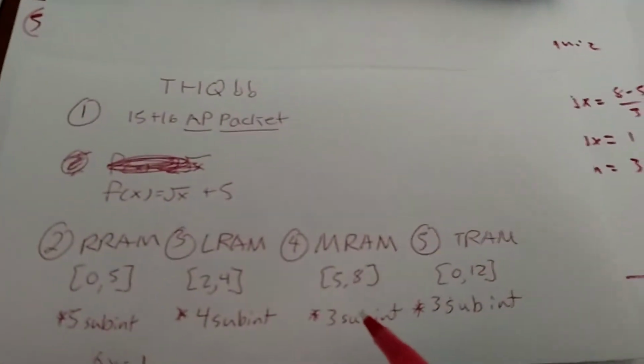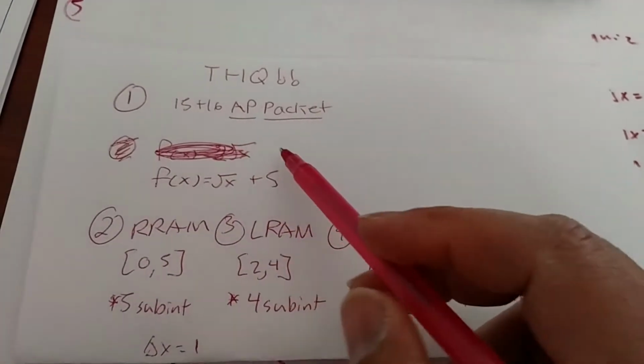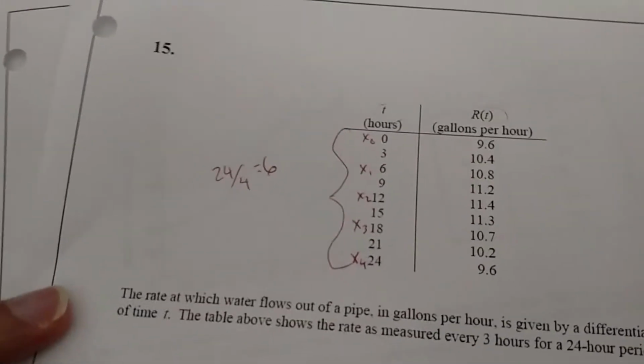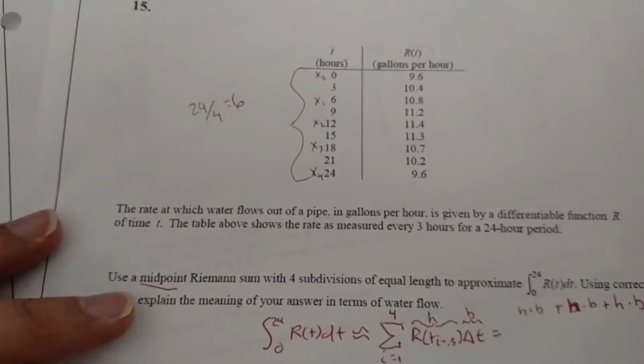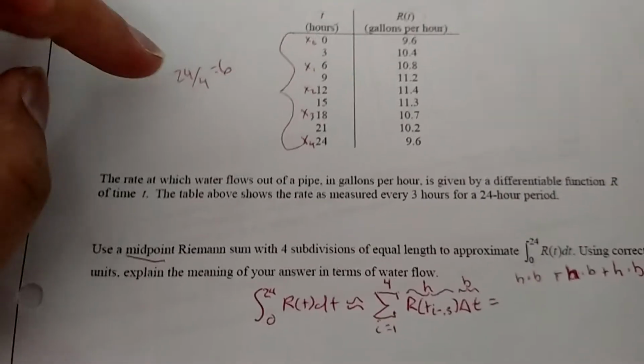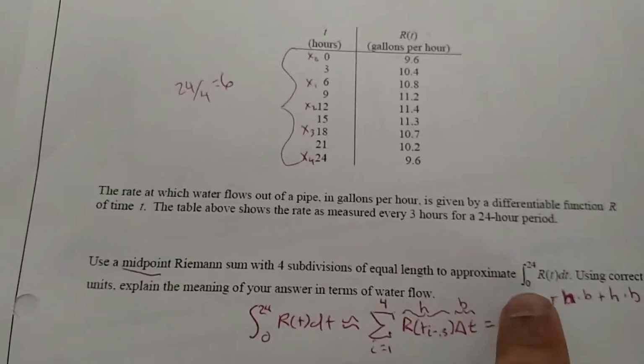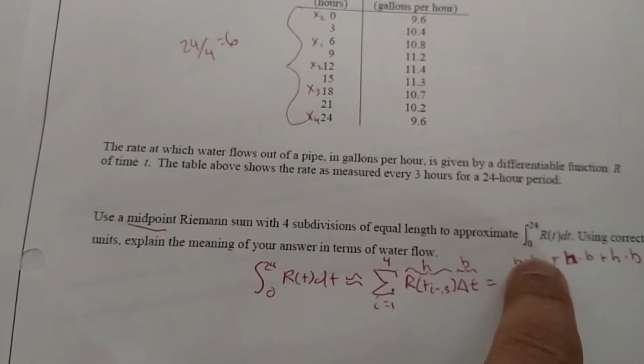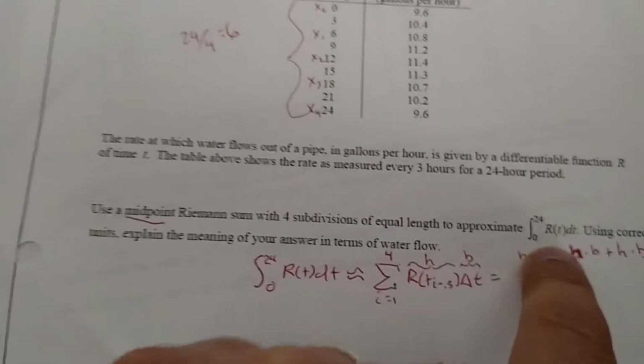This was your take-home quiz. I wanted you to do 15 and 16 on the AP packet. Let's talk about those problems. Here's 15. I've got it detailed because it says we're approximating the area under the curve from 0 to 24, of the rate.